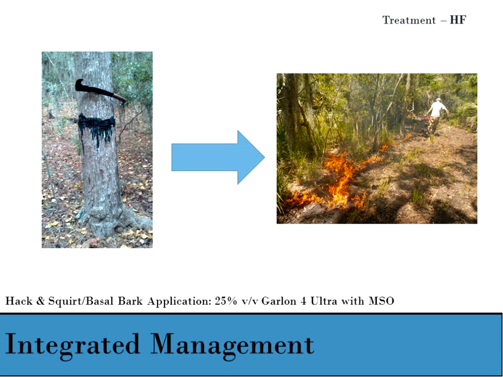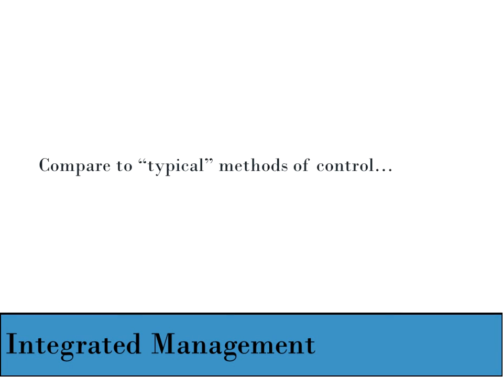So we know that mastication can be cost prohibitive. We were lucky that we were working on a Department of Defense military base and that they were able to get a cat mulcher, but that might not always be the case in other systems or situations. So we wanted to see if we could have similar effects without using a mastication treatment. And so in this treatment, we used a basal bark or hack and squirt application of 25% volume-to-volume Garlon 4 with methylated seed oil, and then also that growing season prescribed fire.